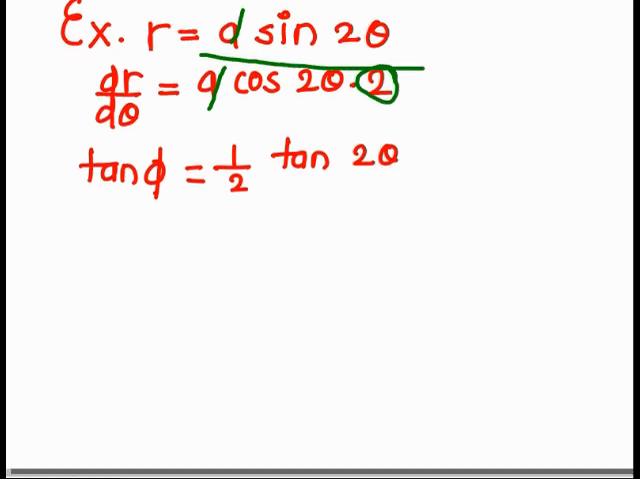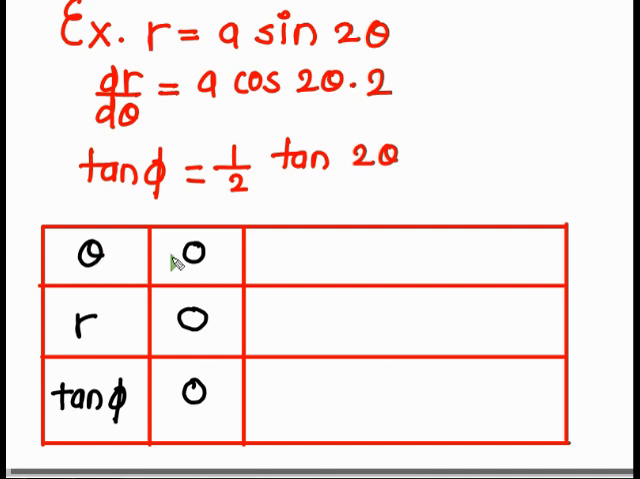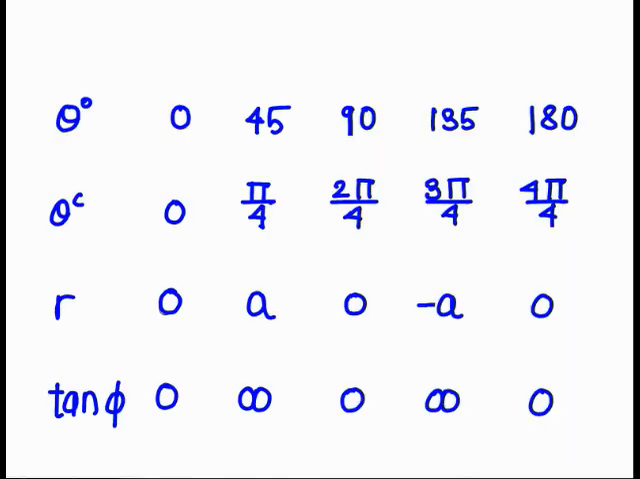Now to prepare the table, we structure it like this: theta values in the first row, r value in the second row, and tan phi value in the third row. Let's directly prepare the table. The table looks like this: 0, 45, 90 degrees, 135 degrees, 180 degrees, and in radians: 0, pi by 4, 2 pi by 4, 3 pi by 4, 4 pi by 4. The radius value is 0 and tan phi is 0. Radius value is a, tan phi is infinity. Radius value is 0, tan phi is 0. Radius value is minus a, tan phi is infinity. Radius value is 0 and tan phi is 0.